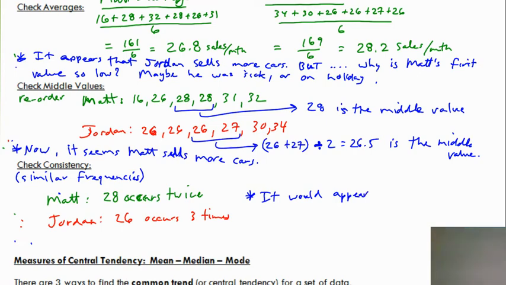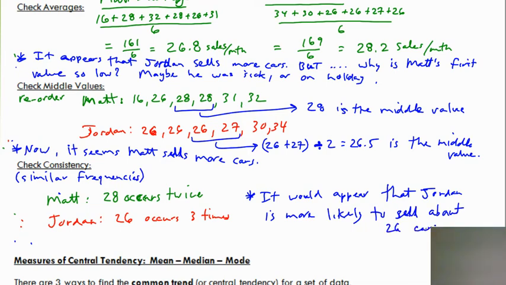It would appear that Jordan is more likely to sell about 26 cars. Again, sorry about the pen acting a little bit glitchy here.